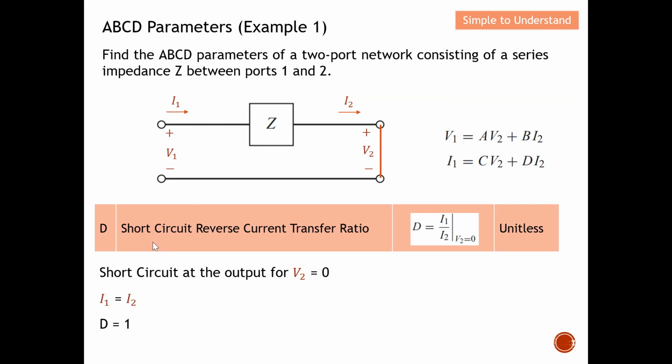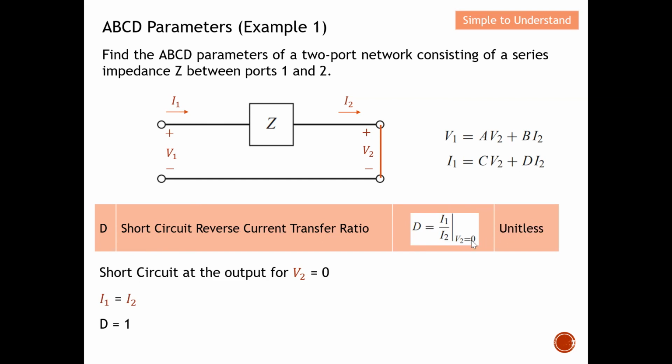D is actually called the short circuit reverse current transfer ratio. Let's understand how we can find this. The objective is to find D. In order to find D, I need to make V2 equal to 0. Once I make V2 equal to 0, this whole thing disappears. So D will be I1 over I2, as illustrated here. This will not have any unit because it's current over current, so it's unitless.